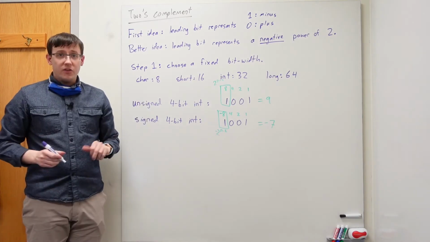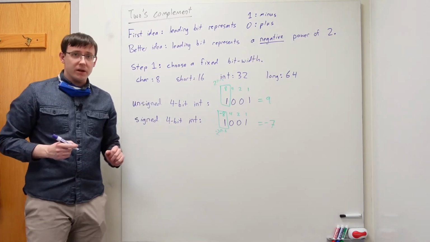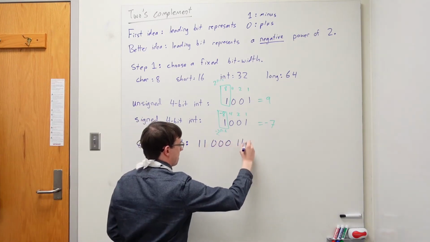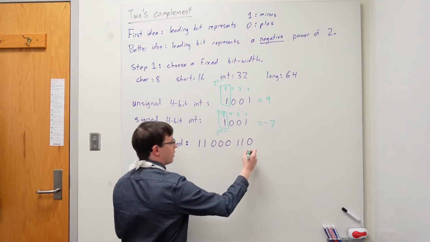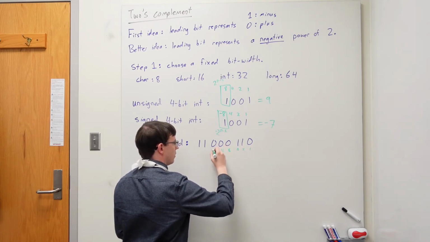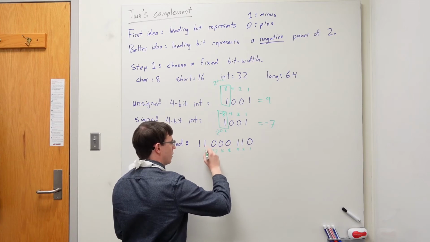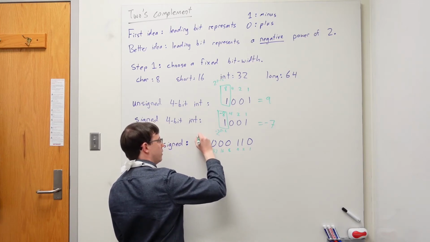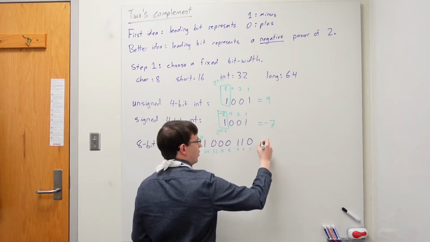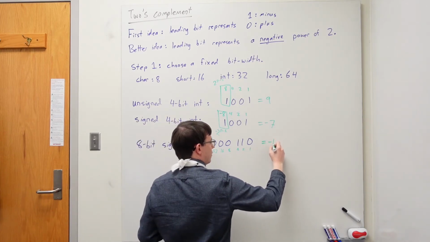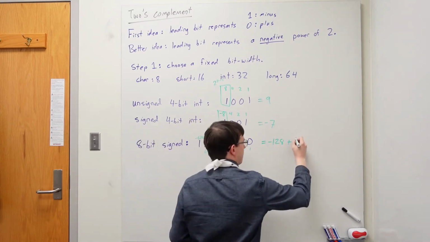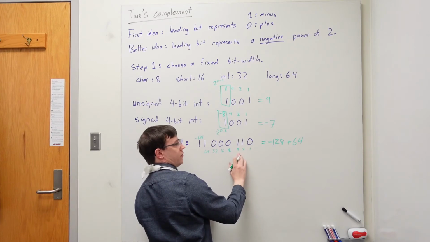To give another example, if we use an 8-bit signed integer, now the columns of our number represent 1s, 2s, 4s, 8, 16, 32, 64, and negative 128. And so this value is equal to minus 128 plus 64 plus 4 plus 2.